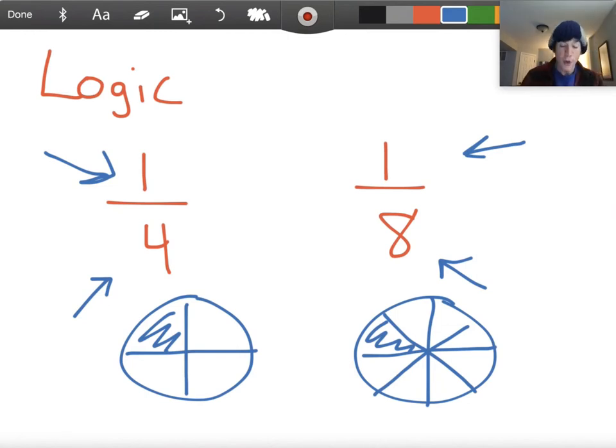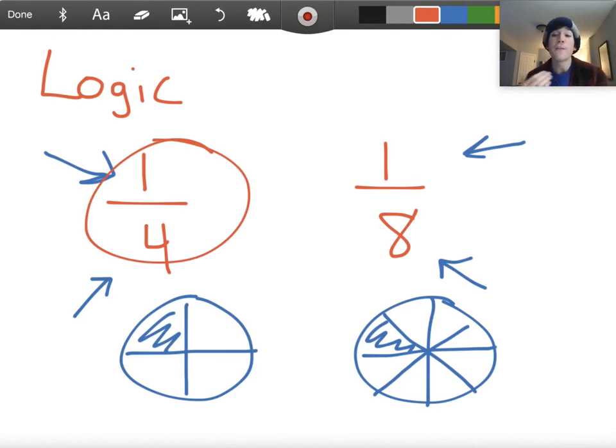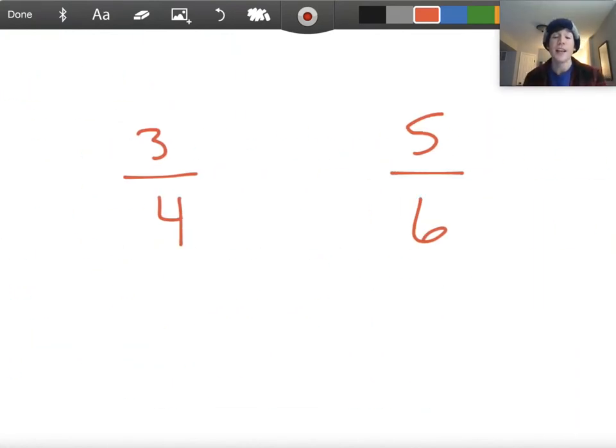this. We can easily see here that an eighth is smaller. An eighth is actually half of a fourth. So if I were picking the larger fraction here, I would pick 1/4. Fewer pieces in the denominator means it's going to be larger pieces. And we can tell this because we have the same number of each of these, one of each of these pieces. So logic.